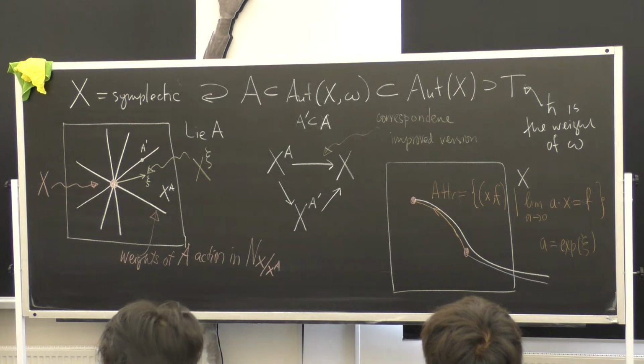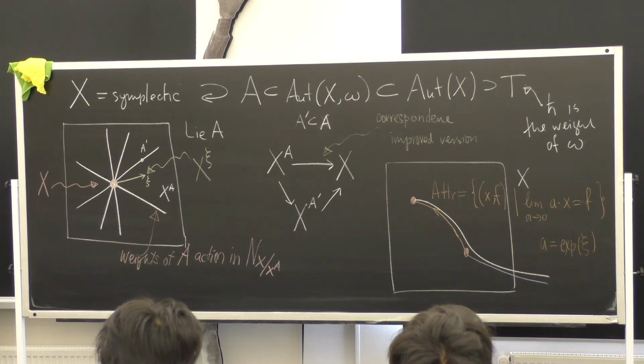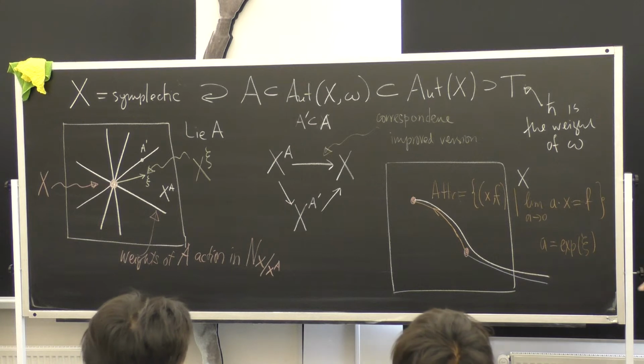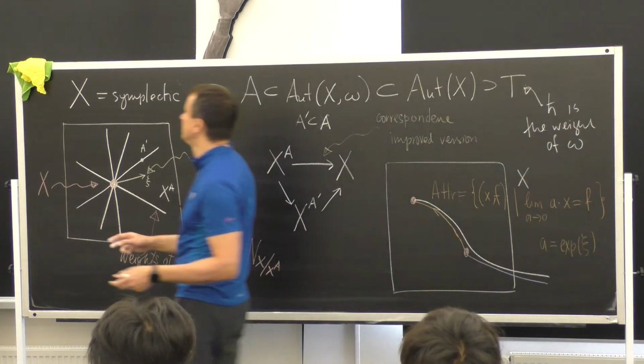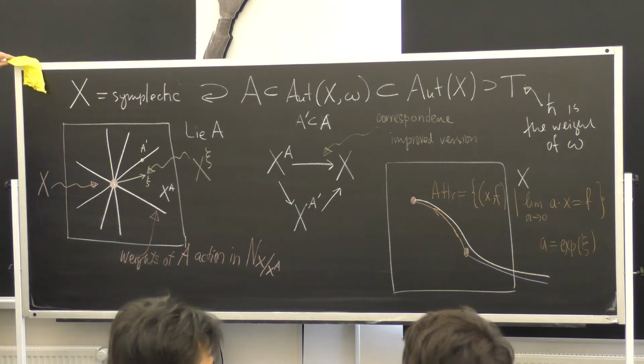Okay, so that's the idea, and I think Michael did the computation for T star P1, which I'm not going to redo.